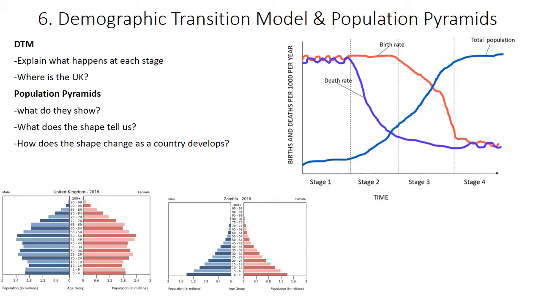This also links to population pyramids, which are a type of graph that shows the number of people at a particular age making up your population. You can see the contrast there between an AC, the United Kingdom, and Zambia, which is an LIDC. So you can see the wide base for Zambia indicating a very high birth rate, and it rapidly narrows, which shows that not many people that are born are actually making it to old age.